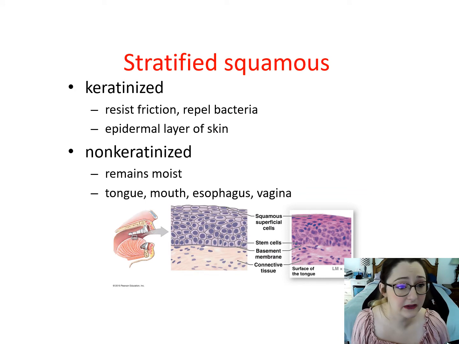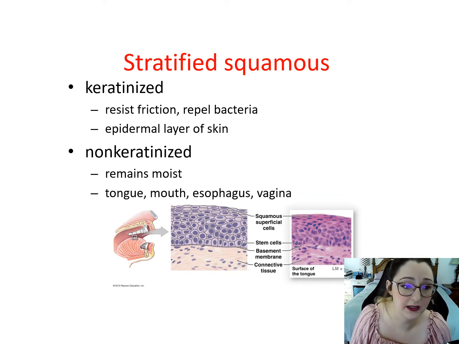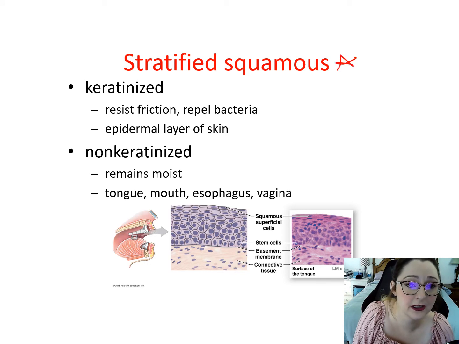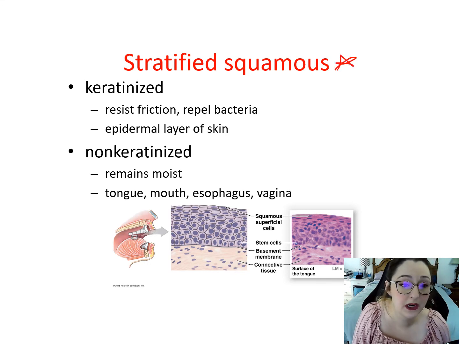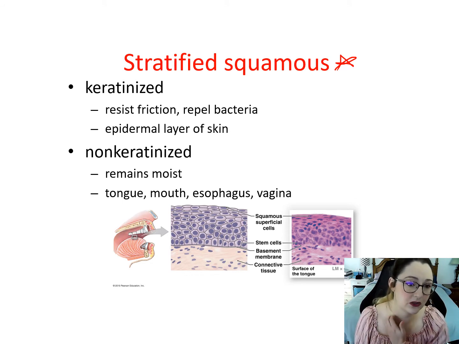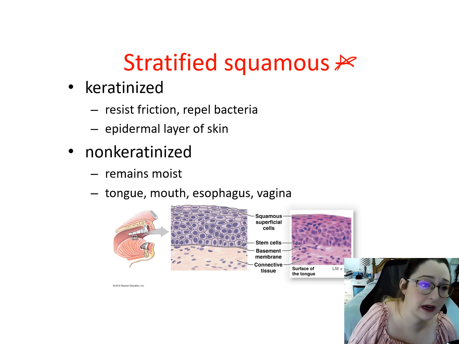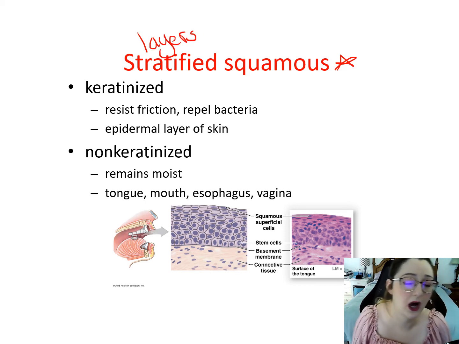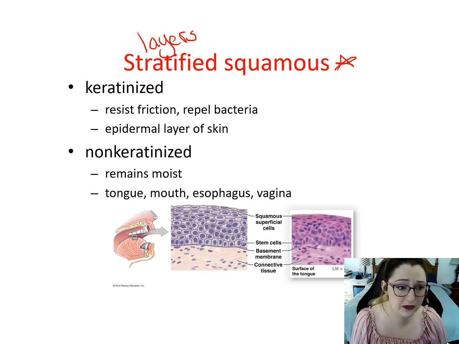Next up, we have stratified squamous epithelial tissue. So everything in this red up here is going to be epithelial tissue, so just keep that in mind as we go. There are two types of stratified squamous, which remember stratified just means layers. So it's just layers of squished epithelial cells. There are two types that we want to talk about, and that is keratinized versus non-keratinized.